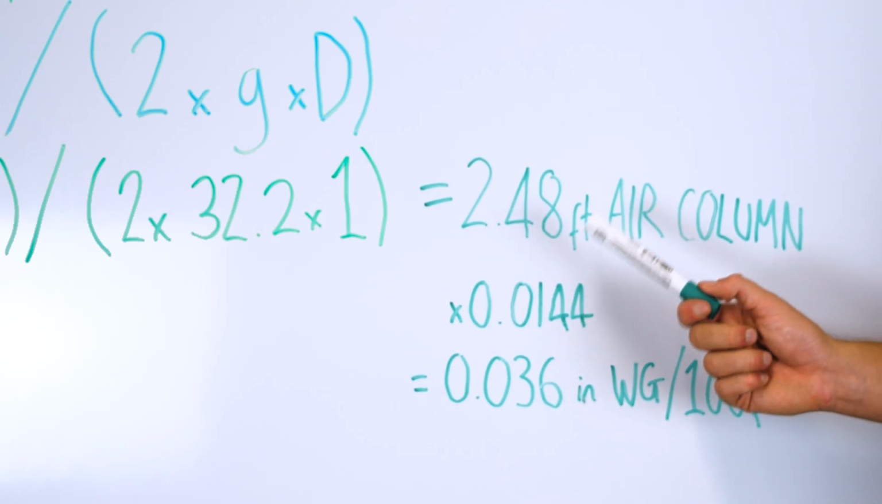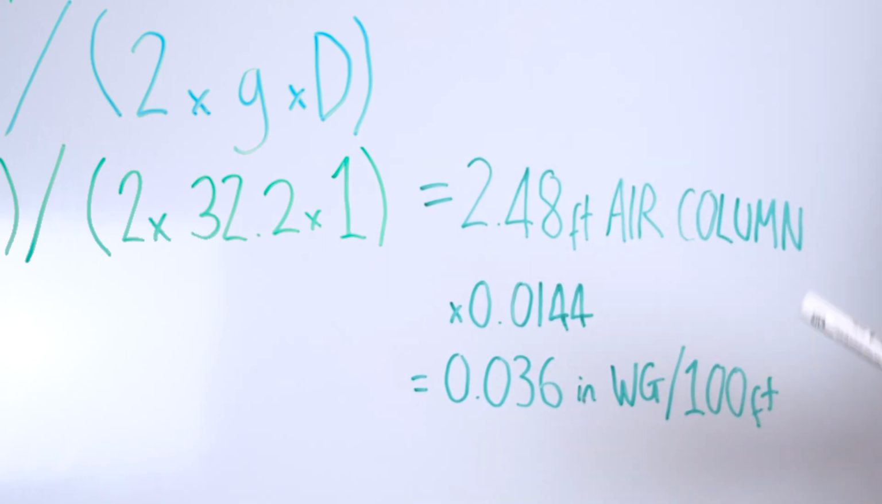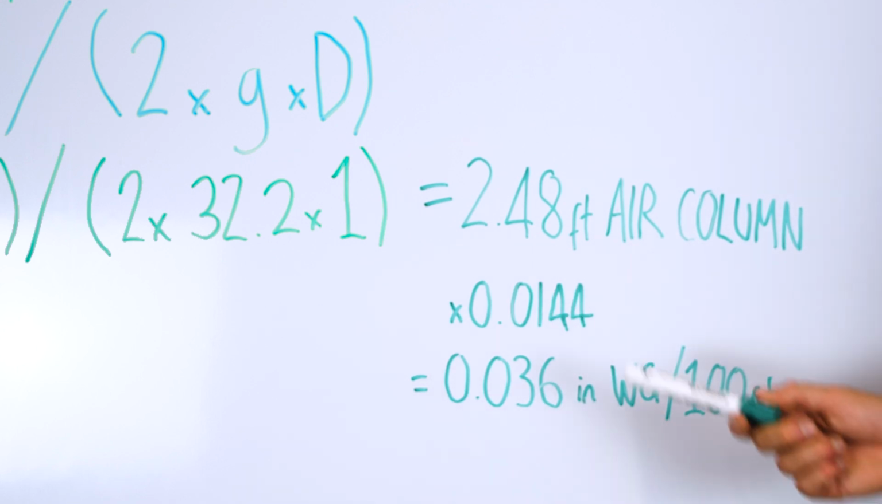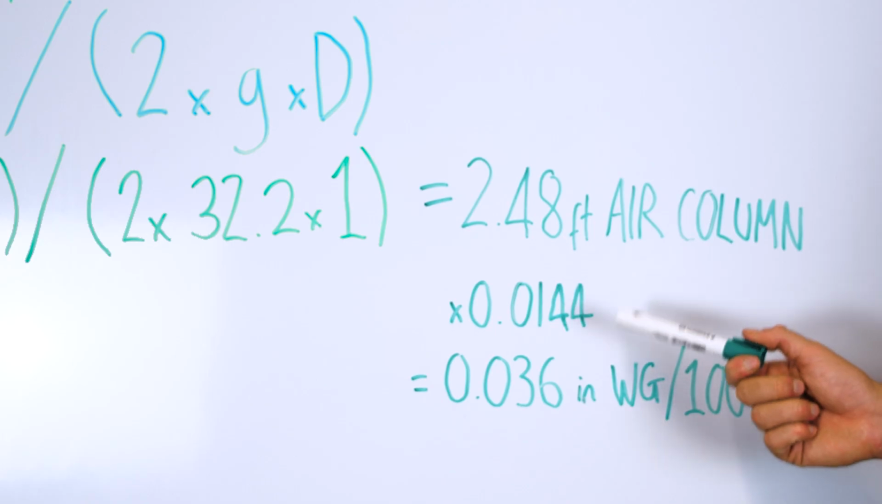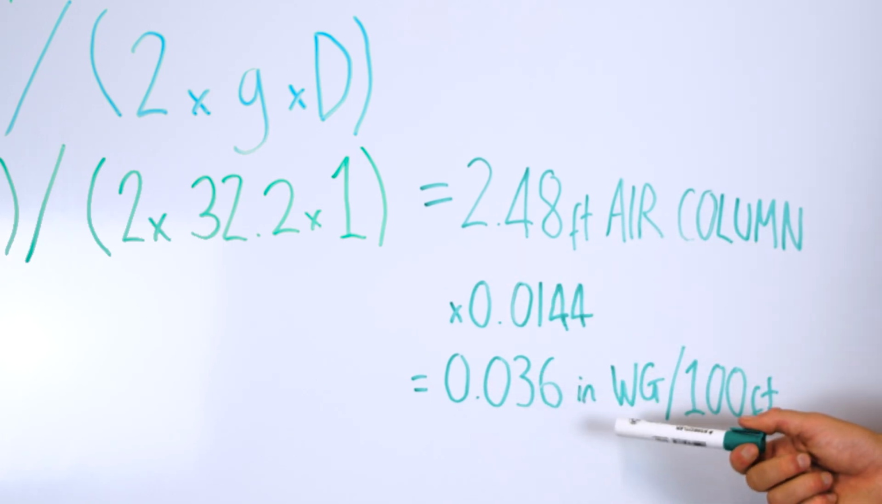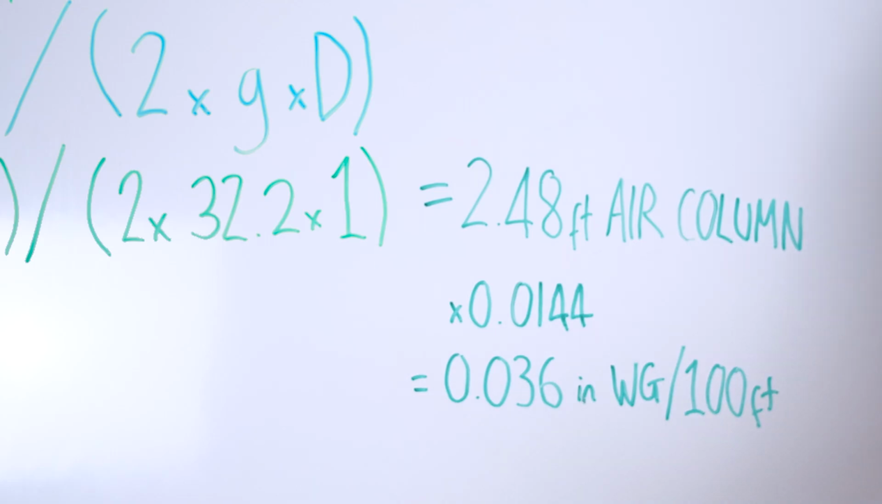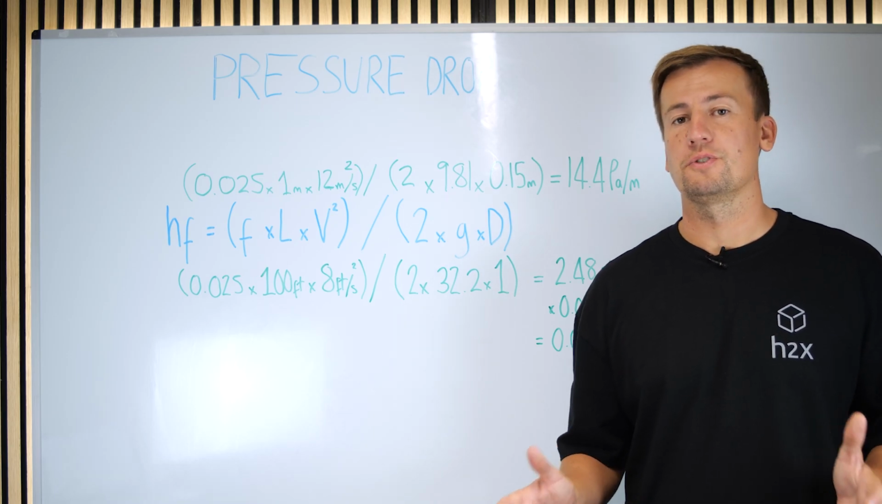That equals 2.48 feet of air column, which is great, but we do need to get this in inches of water gauge per 100 feet. So to get there, we'll multiply that by 0.0144, which gives us the answer of 0.036 inches of water gauge per 100 feet. And that is everything you need to know about pressure drop calculations through ducts.